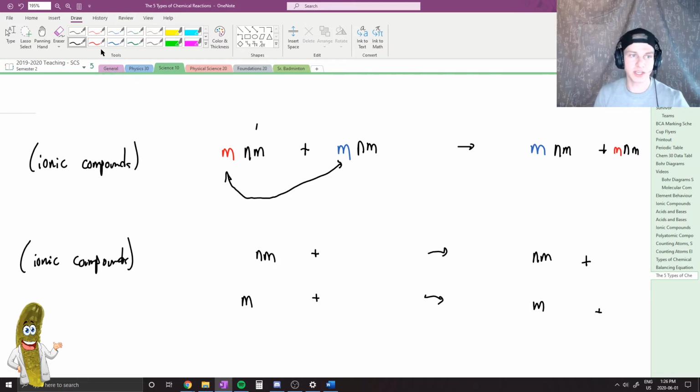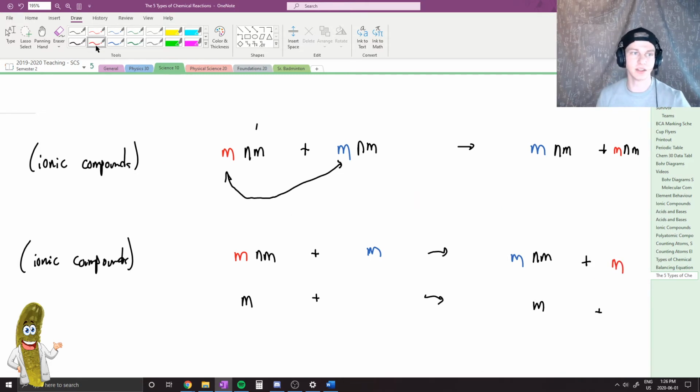With single replacement, the really key way of identifying a single replacement reaction is that you have some sort of compound reacting with some lone element. So some compound reacting with some lone element. And same as what happened in the last reaction, these two are simply just going to switch places with one another. The 2 metals are going to switch places with one another.